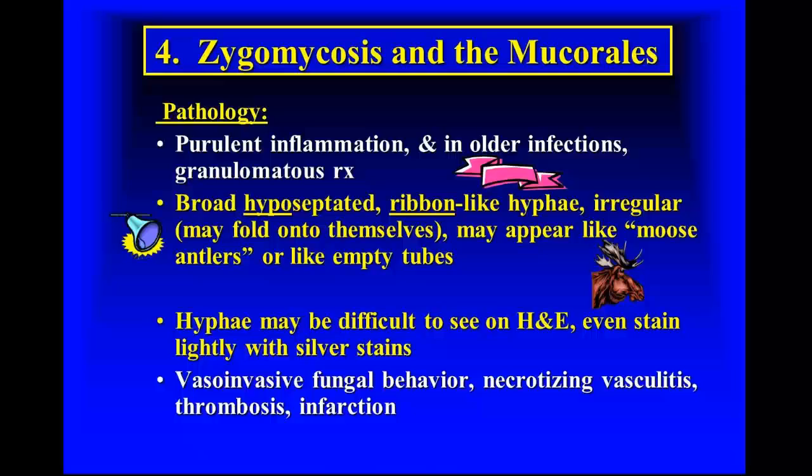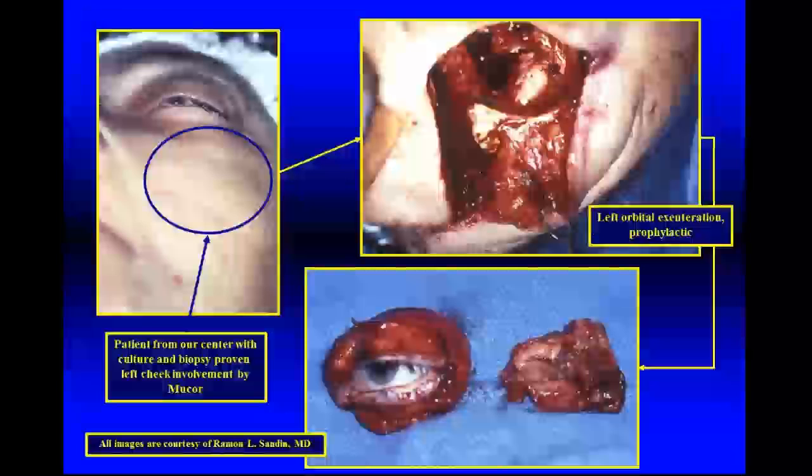They look like ribbons, they fall onto themselves, and they may appear like what's called a moose antler. This is a moose, these are moose antlers. It may look even like this, or like empty tubes. Like all pathology, you gotta use your imagination. The hyphae may be difficult to see on H&E. They may even stain lightly with the silver stains.